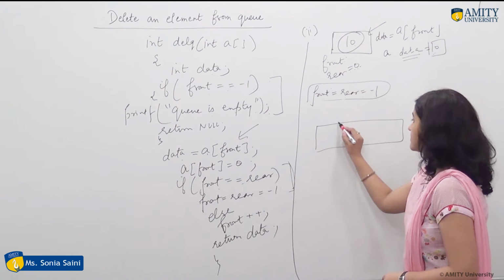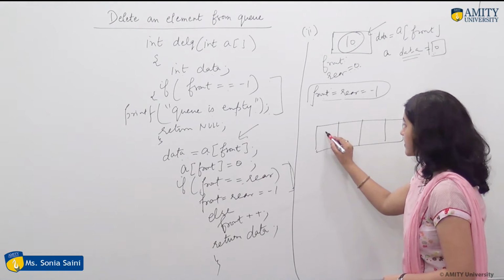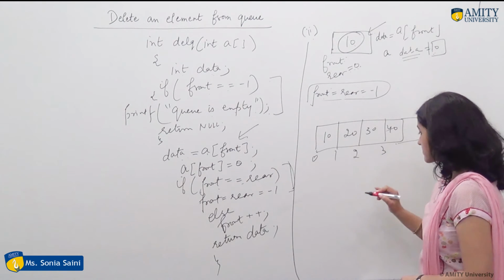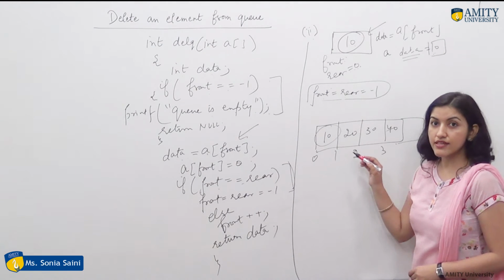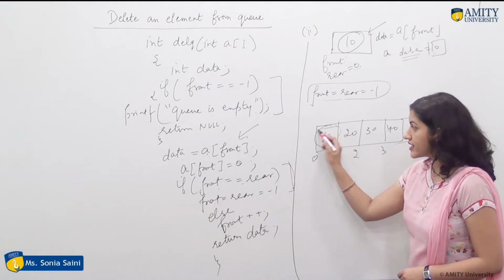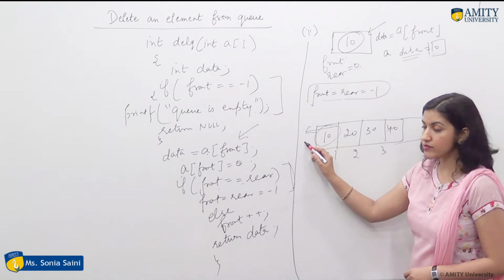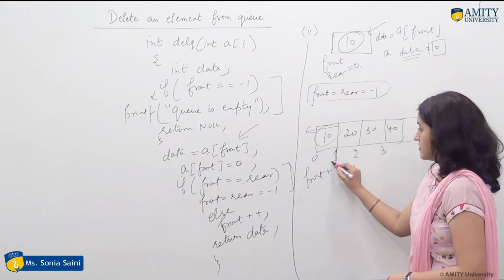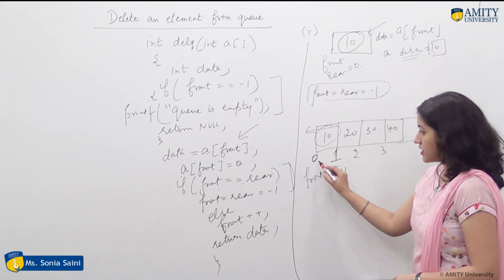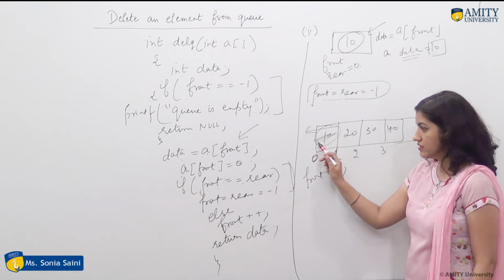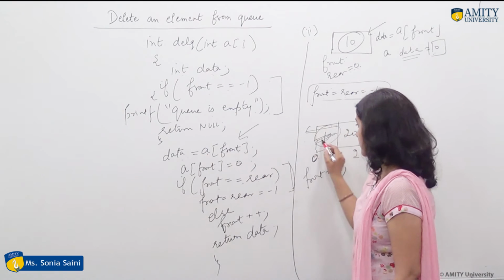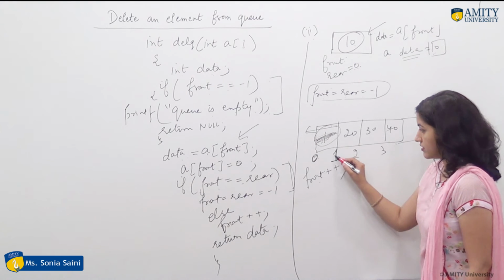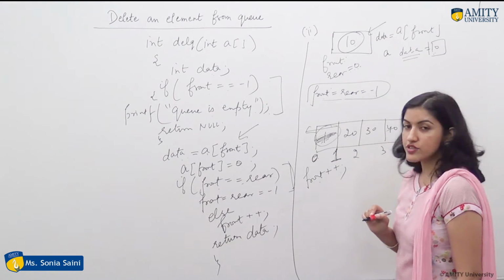And the third case is a simple case. If there are elements in the queue, delete the front element. When we delete the front element, front is incremented by 1. Now front becomes, initially it was 0. When we delete this one, we have already assigned it to the data part. When we remove this one, front is incremented by 1. Now front becomes 1.